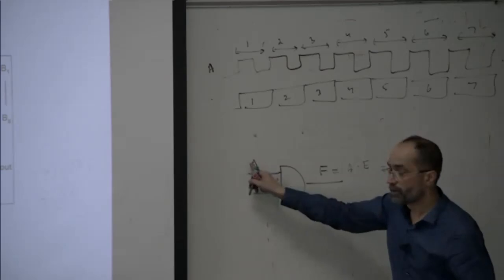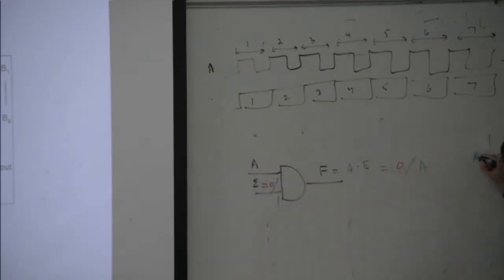Because 1 AND 1 is 1. So A AND E, when E is equal to 1, becomes A AND 1, and A AND 1 is actually A. Got it? Okay, now we have this A signal.